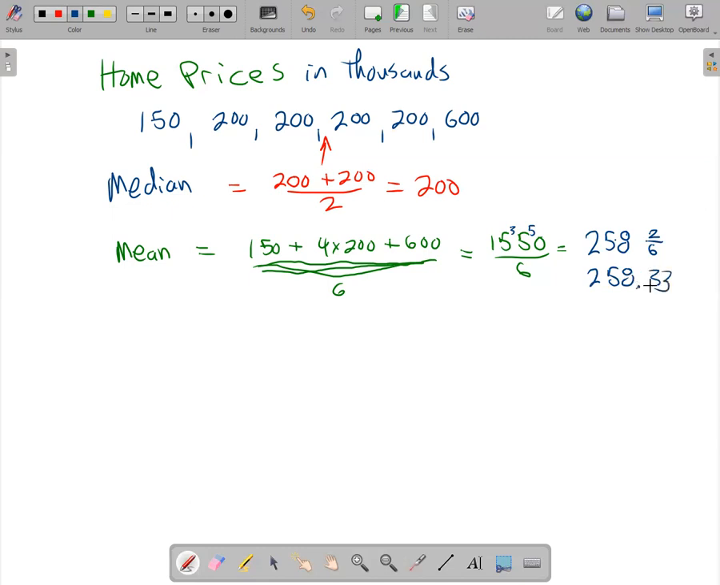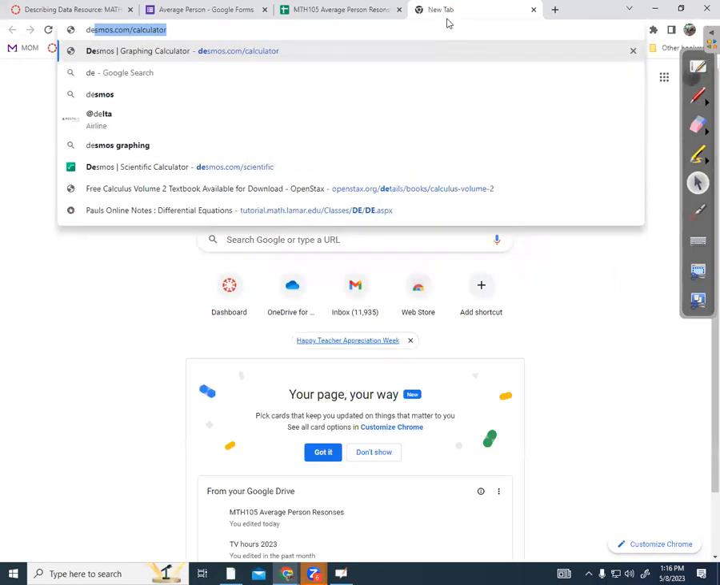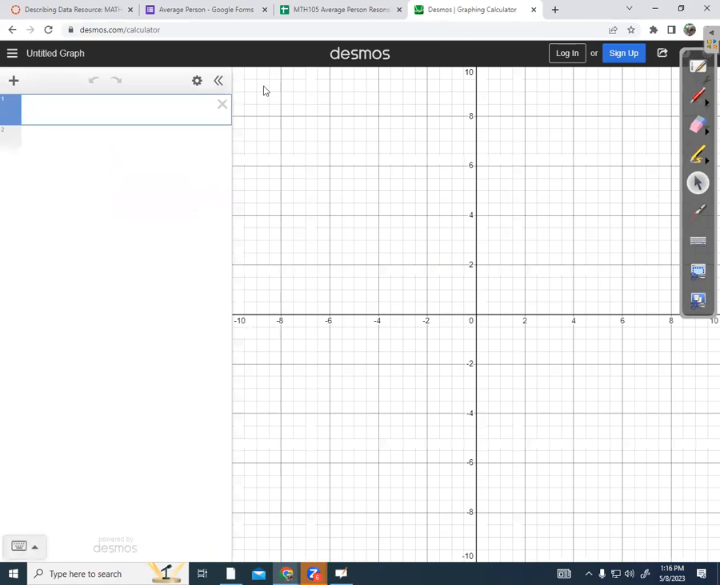This is getting painful. Bring up Desmos, although a spreadsheet is a calculator. Kind of weird that I'm bringing up a regular calculator. Oops, that's not the right Desmos, but that's okay. So let's see, I have a fraction with 150 plus 4 200s plus the 600, divide that by 6: 258.333. Holy crap, I got it right. A good day for me.